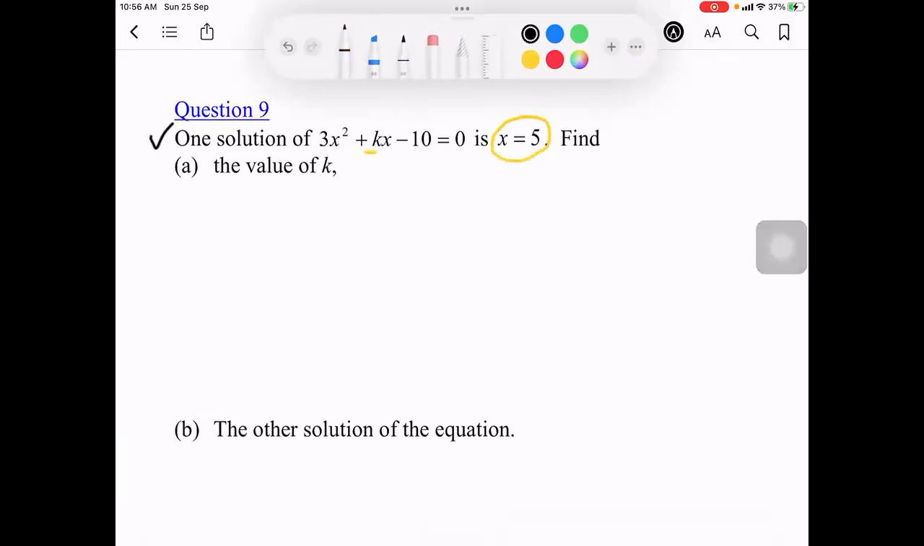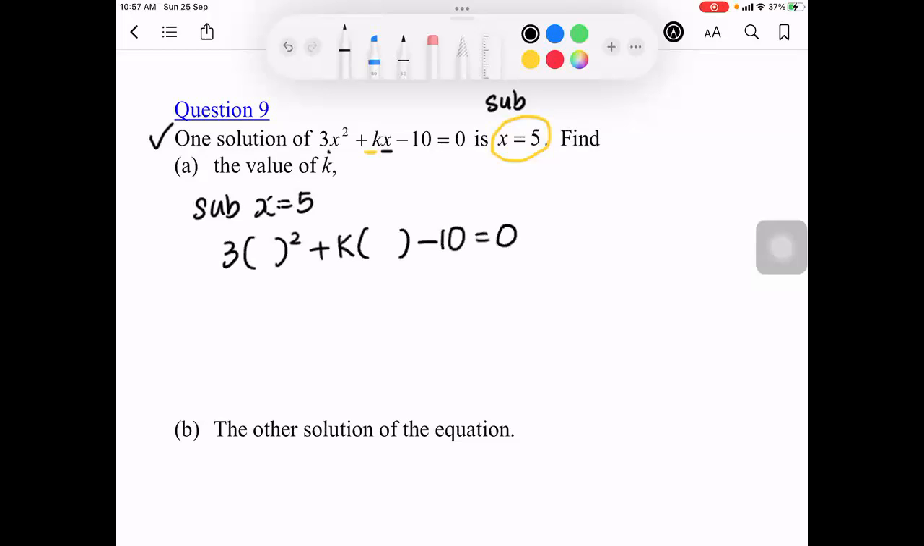That means what do I need to do? I need to sub x equals 5 inside the equation. Okay. Then I'm left with only k to find what is k. So because it says it's a solution, it will fit the equation. So I substitute x inside. So I sub x equals 5 into my equation. This is 3x squared plus k times x minus 10 equals 0.